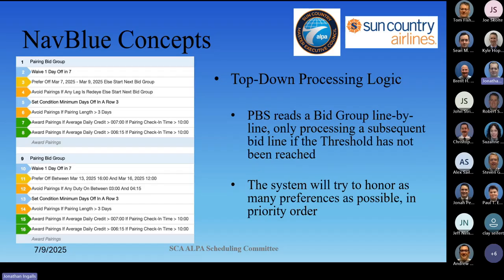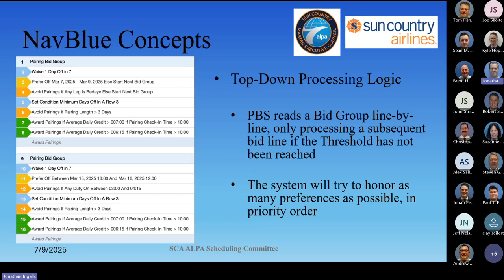The system has what we call top-down processing logic. It means it simply reads line 1, does the action, moves on to line 2. It does not read ahead and read your whole schedule or all of your bid commands to know what you're trying to accomplish. It simply reads the line, does the line.